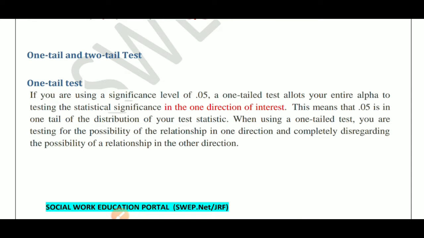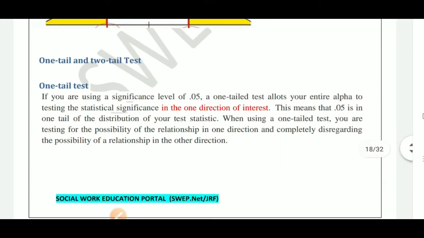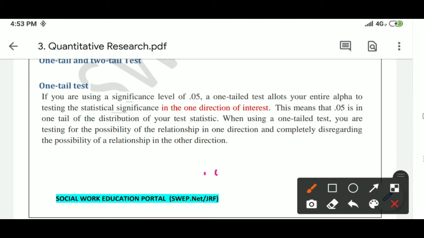This is very important from the exam perspective, so let's understand this. What is a one tail test? When you use the significance level 0.05 in a one tail test, you allot the entire alpha in one direction. When you are using alpha like 0.05, that is 5%, the allotment of this alpha in only one direction is called a one tail test. So the whole contribution of your test statistic is in only one direction.